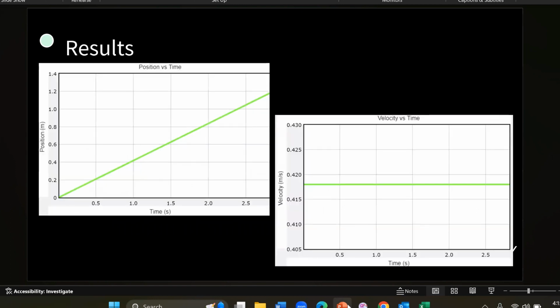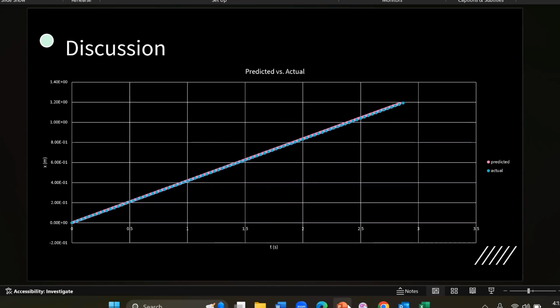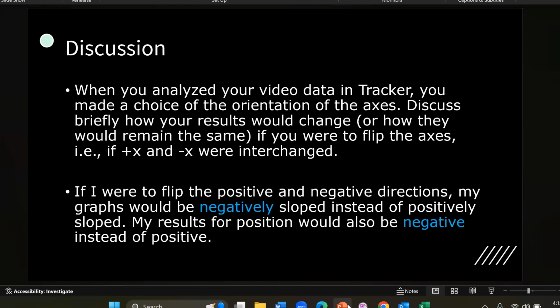Our results are exactly as we expected, where displacement and time are linearly related by a positive slope and velocity stays constant at 0.418 meters per second. Additionally, a plot of our predicted results versus our actual results is relatively collinear, meaning that the possible sources of error we suggested previously did not greatly affect our data.